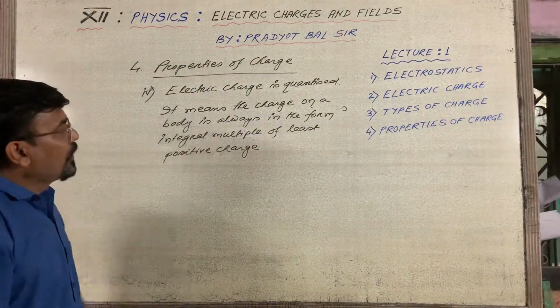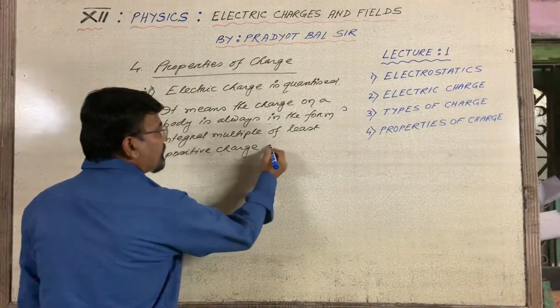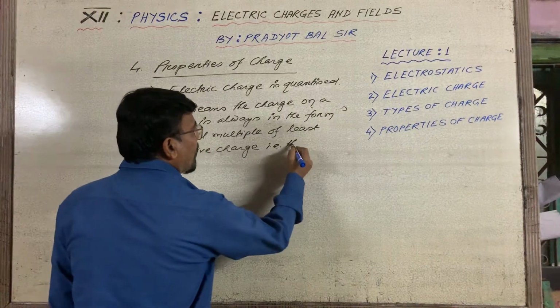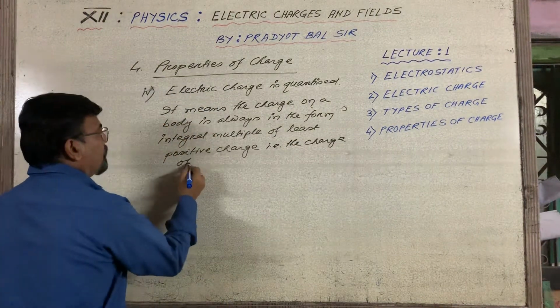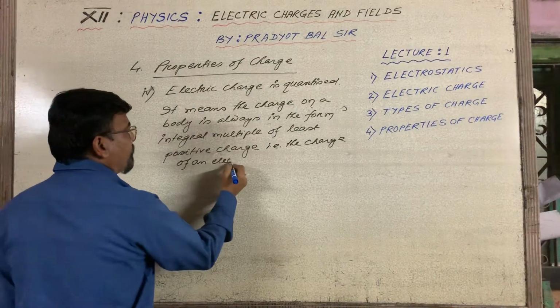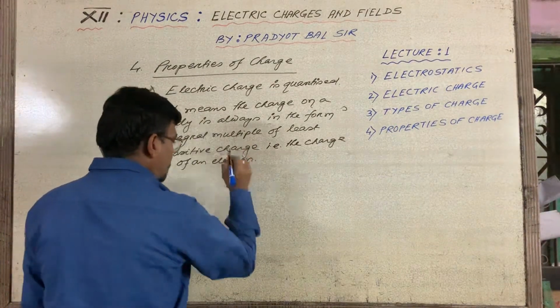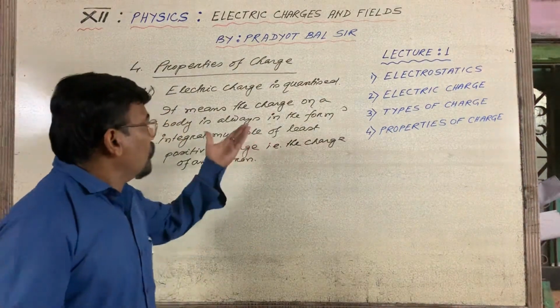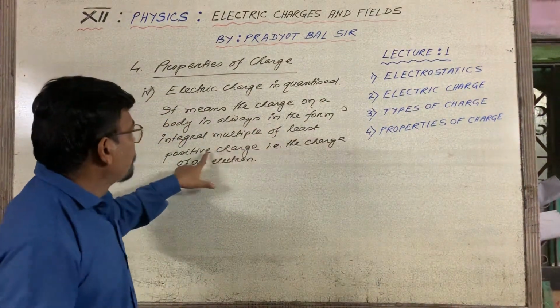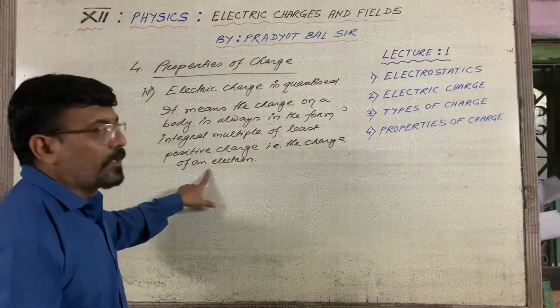Now, what is the meaning of least positive charge? That is the charge of an electron. So you will have to know that least positive charge means the charge of an electron.